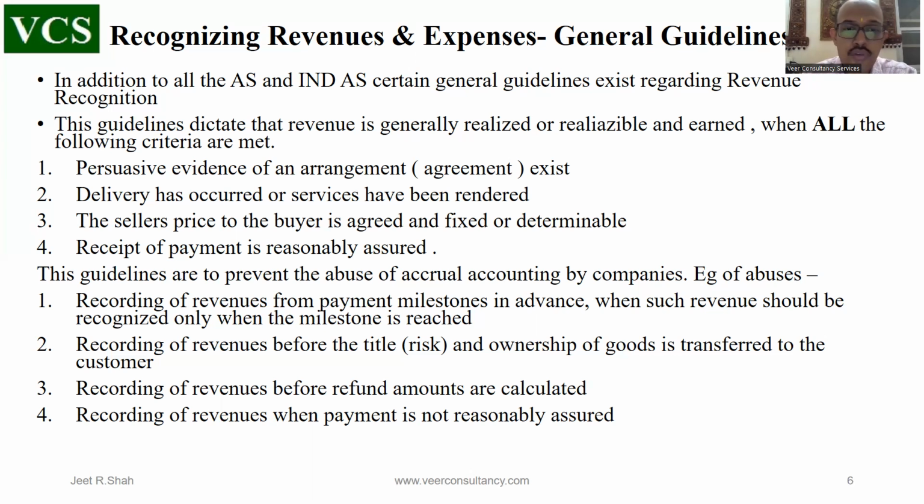Recording of revenues before refund amounts are calculated. This is also very critical. There might be certain discounts that you might have to give, so you have to record it net. So you have to record only that much of revenue that you are going to get. And recording of revenues when payment is not reasonably assured, as I told you. The fourth guideline will see to it that you are not recording a transaction as sale when it might be a donation transaction. So matlab, if you are donating it, it's not a sale, right? Paisa, matlab, say the goods will move out, but you are not going to get anything in return.